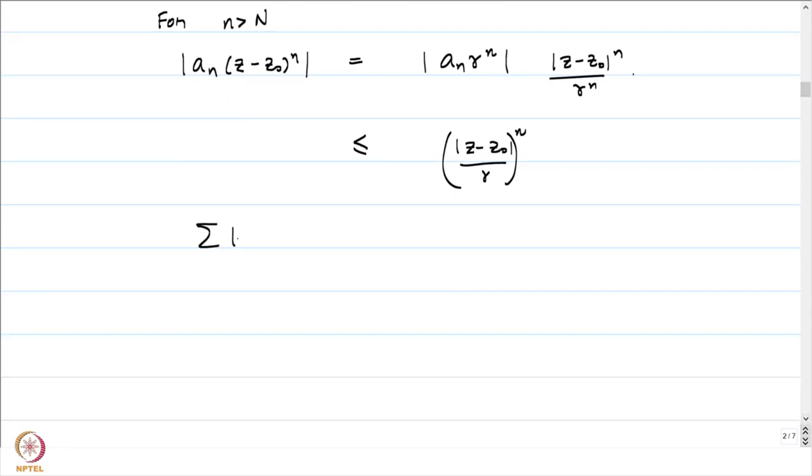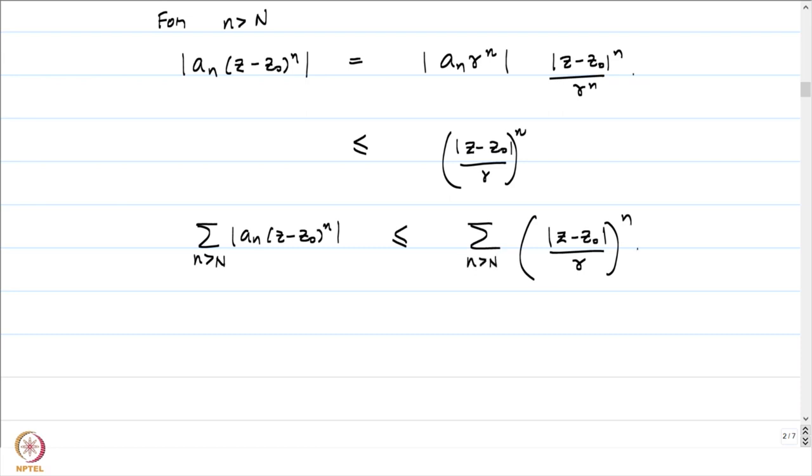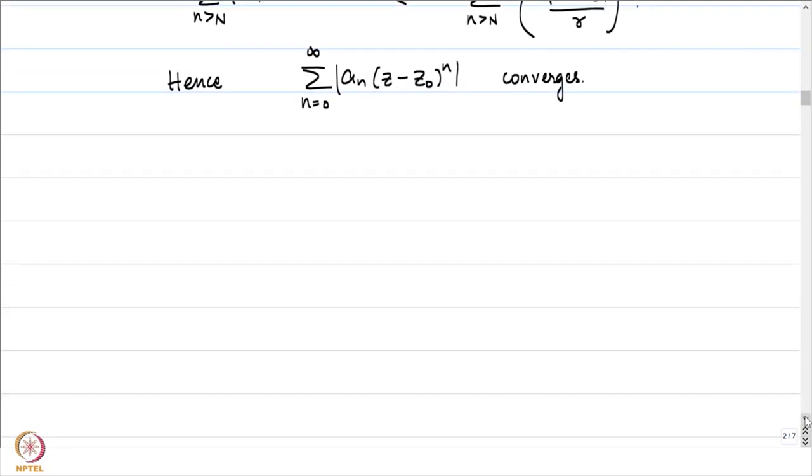Therefore, the tail summation of |a_n (z - z_0)^n|, where n is greater than capital N, is less than or equal to the sum of (|z - z_0| by r)^n, which is a geometric series and which we know converges. And for the terms before capital N, there are only finitely many terms, and hence this series converges. That's precisely the definition of a series being absolutely convergent, i.e. summation a_n (z - z_0)^n converges absolutely.